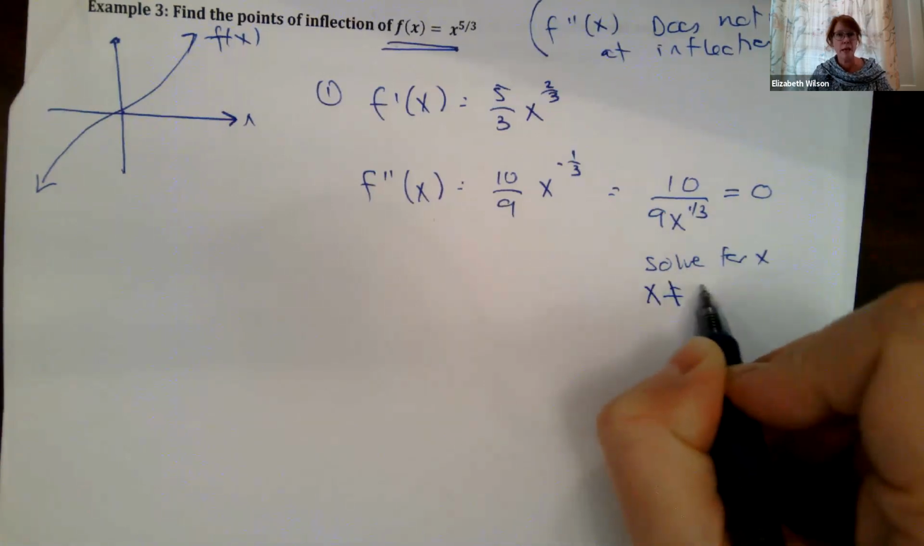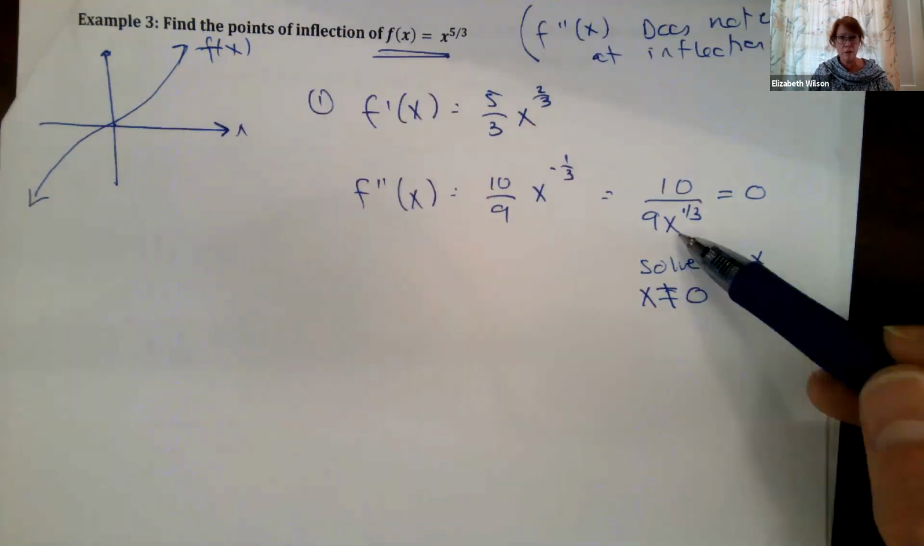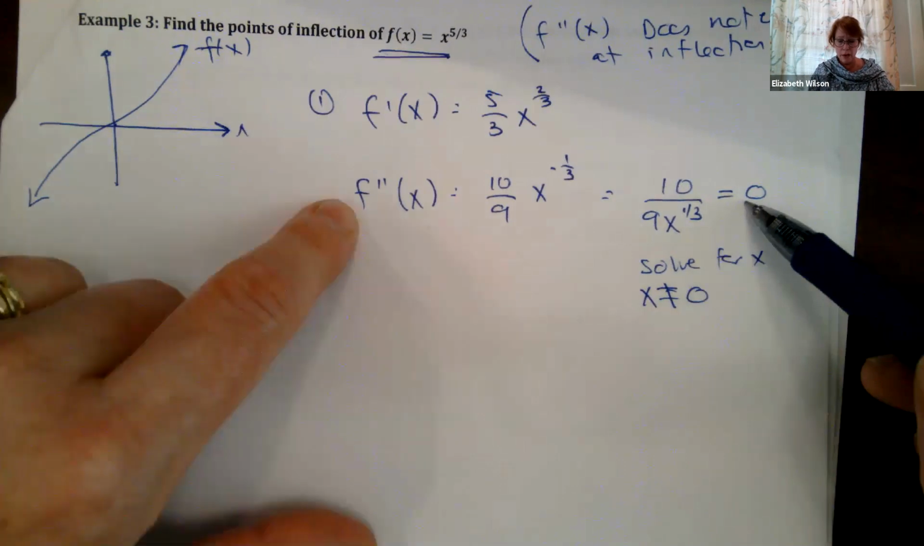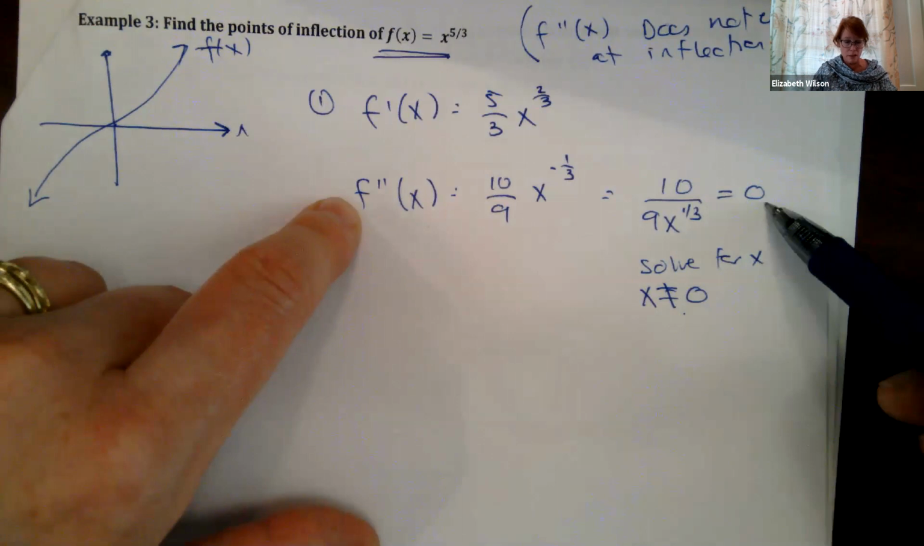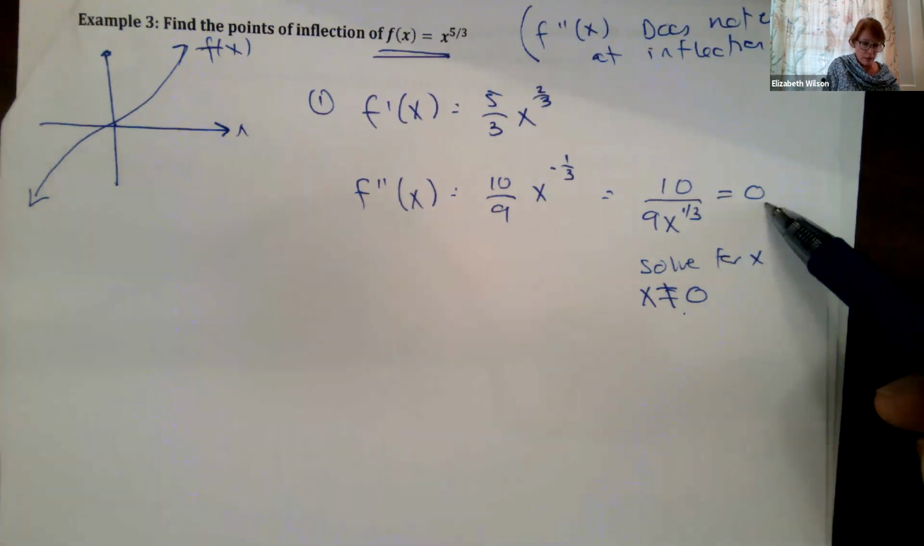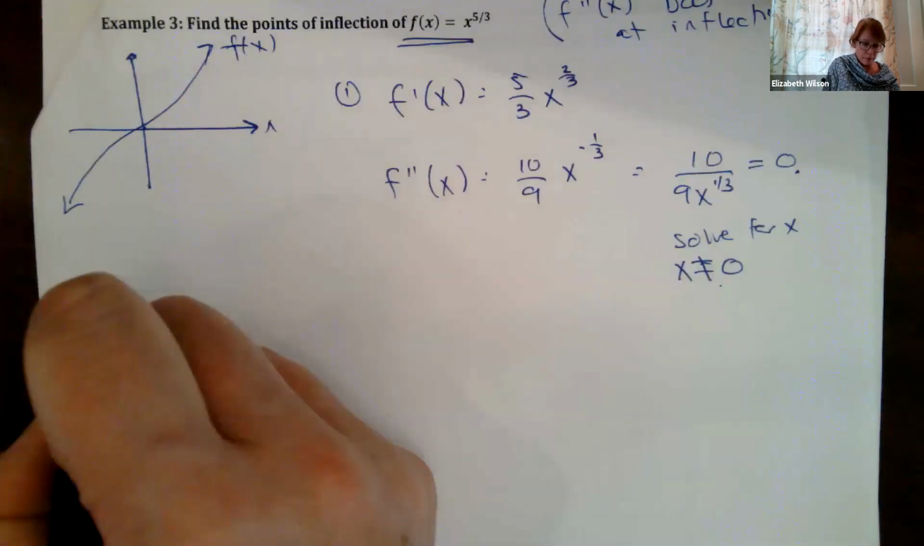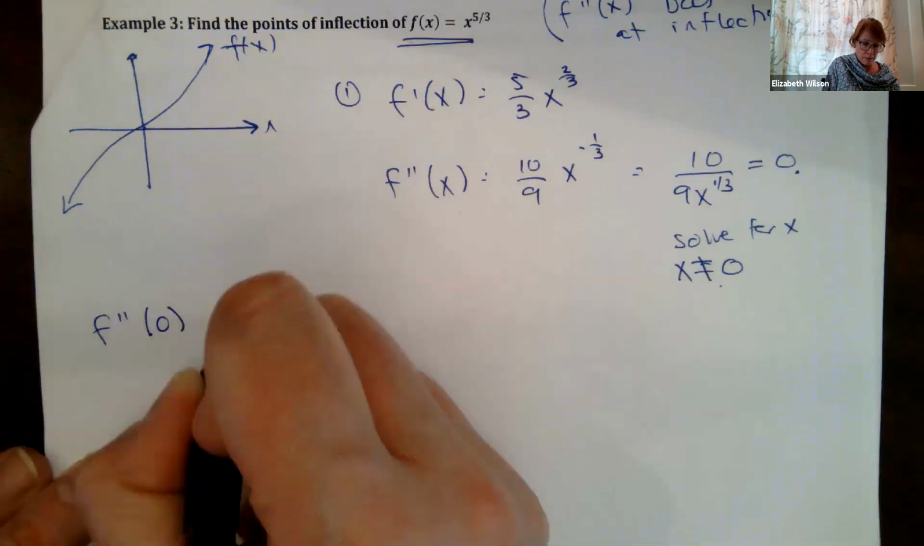Let's pretend I live in a world where I can plug in x equals 0, that's how I'm going to get my second derivative equaling 0. Okay, so x not equal to 0 means my second derivative at 0 doesn't exist. So let's write that down: the second derivative at 0 does not exist.